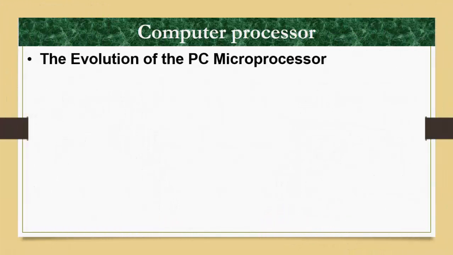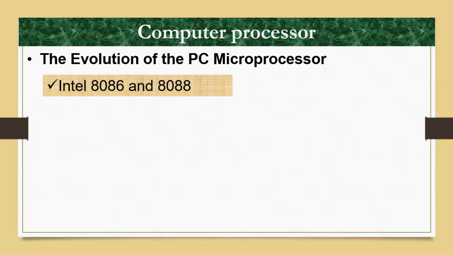Okay, the evolution of the PC microprocessor. Other manufacturers such as AMD, VIA, Cyrix, and others make excellent processors, but Intel is by far the leading manufacturer of PC microprocessors or CPUs. Intel has consistently set the standard by which all processors are measured.